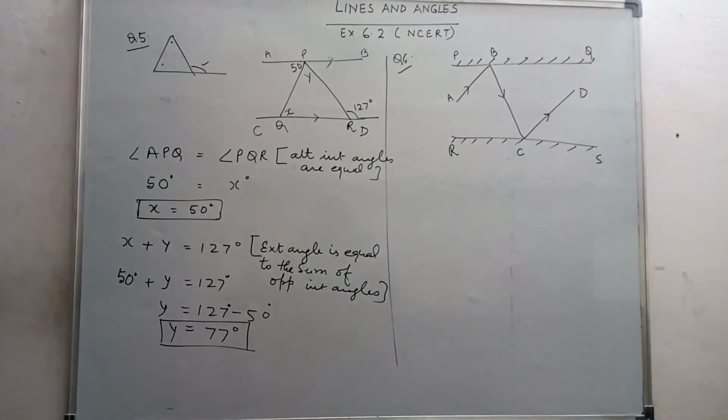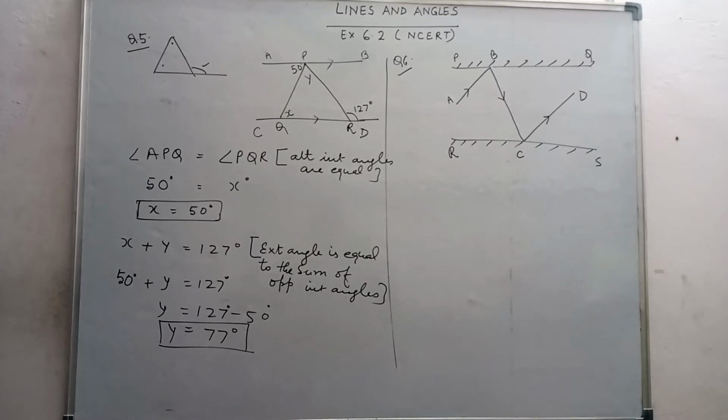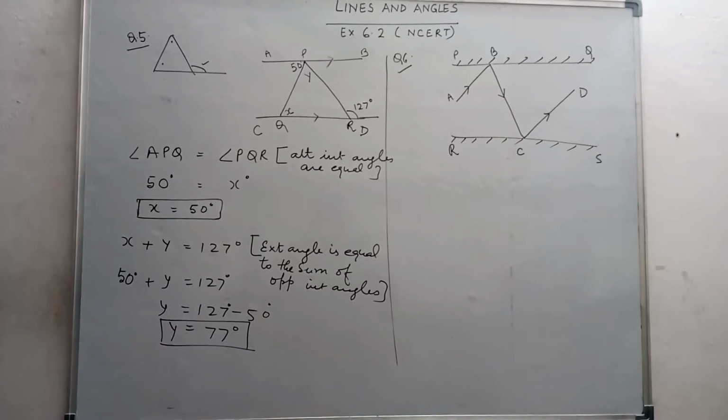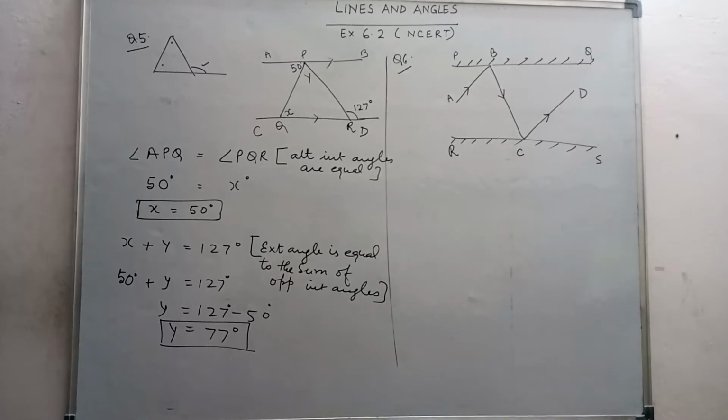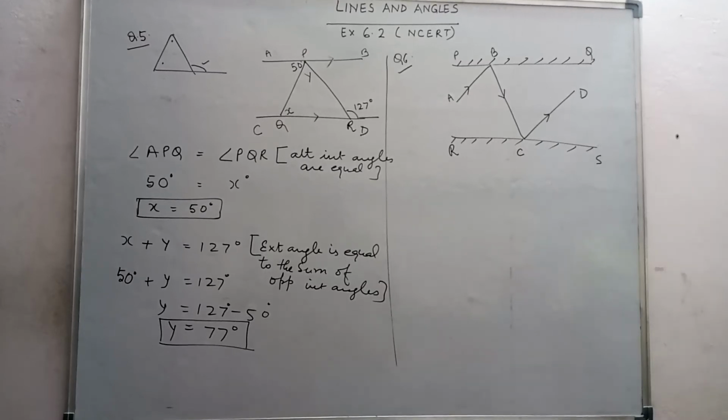Now here question number 6, you see. Question number 6 says, in figure PQ and RS are two mirrors placed parallel to each other. An incident ray AB strikes the mirror PQ at B, and the reflected ray moves along the path BC and strikes the mirror RS at C, and again reflects back along CD. Prove that AB is parallel to CD.